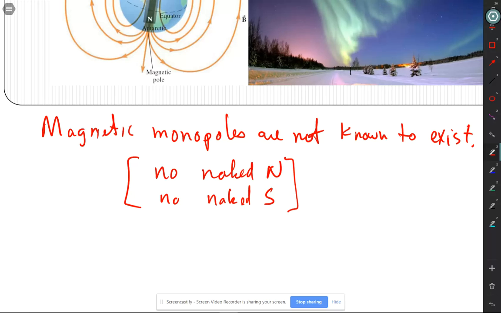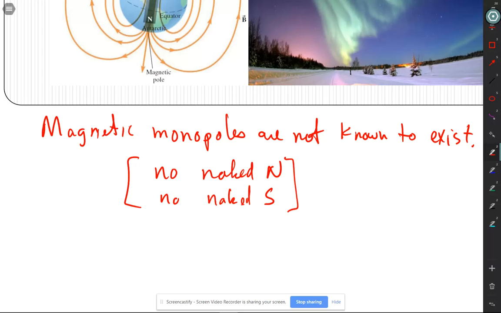That's different from electric charge. You can get electric monopoles. You can have an electron which is just negative, no positive. You can have a proton, just positive, no negative. But you cannot have just north. It always has to have south with it.